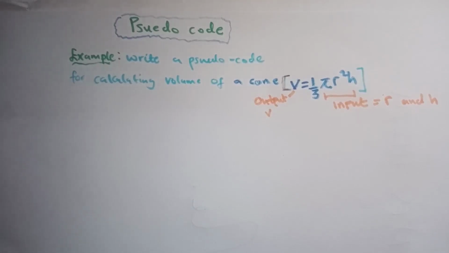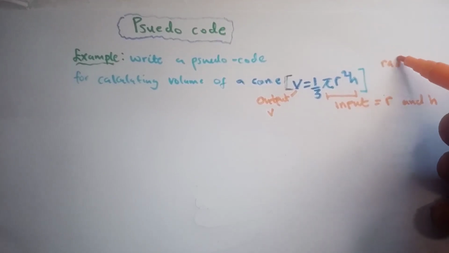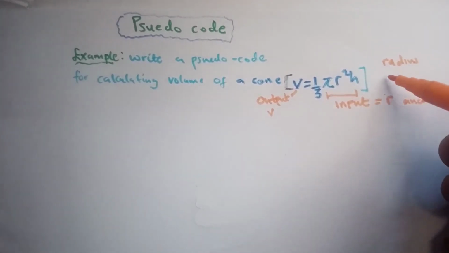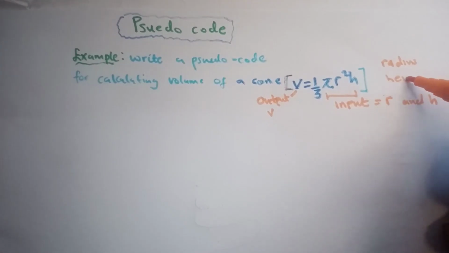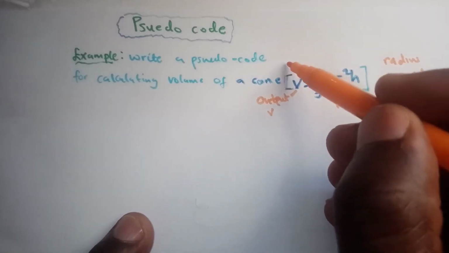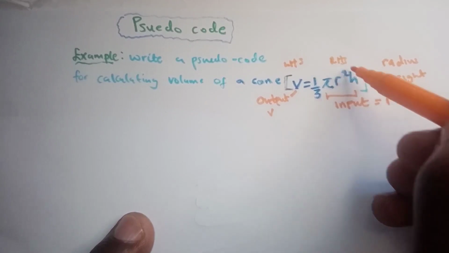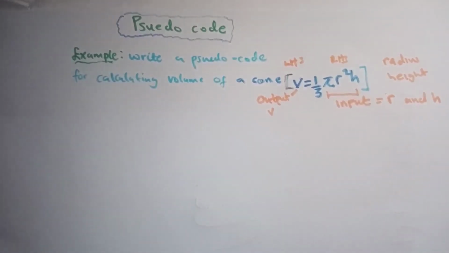So we have to enter first of all R. R is the radius, and H is the height. The pi is just a number, so numbers we don't input them. The pi is just like any other number. In any formula, what's on the left hand side, I repeat again, is your output, and what's on your right hand side, these are your inputs. So let's begin this pseudocode.